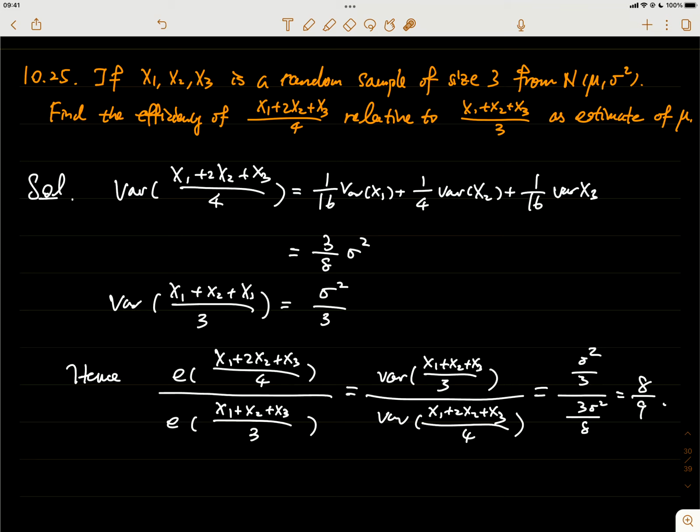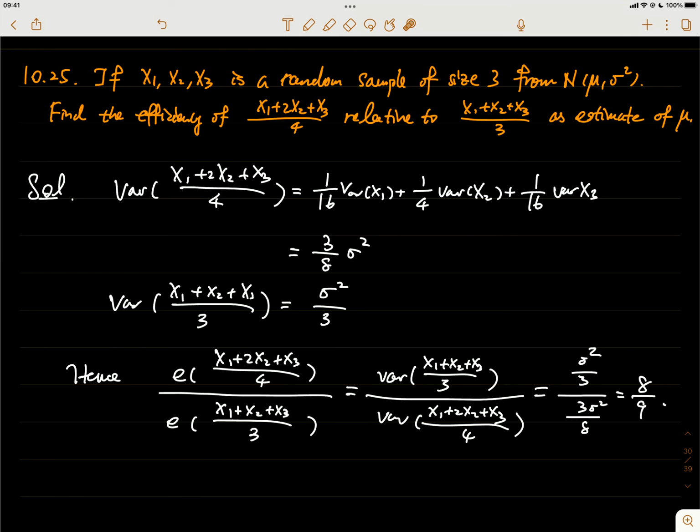Now to compare their efficiency, we just compare the reciprocals of their variances. So the efficiency of these two is equal to the ratio of the reciprocals of their variances. Let's flip the variances upside down. For the numerator, the variance is what we showed, sigma squared over 3. The denominator is this, 3 sigma squared over 8. You can cancel out the sigma squared, and you get 8 over 9.